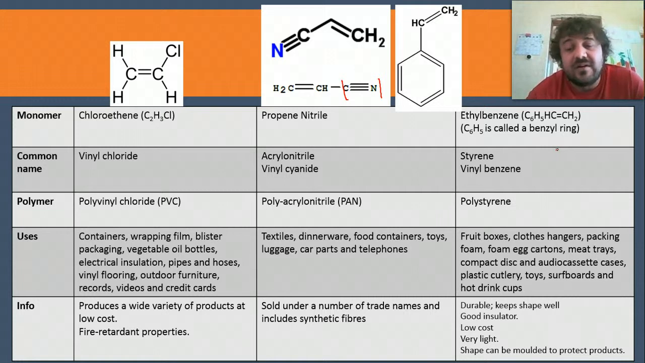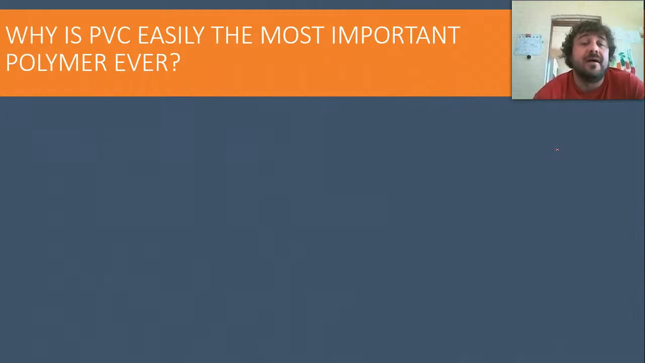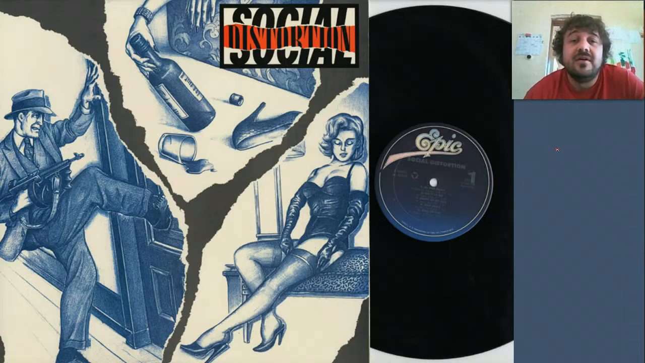It's low cost, it's very light, and it can be molded to protect products, so it's really good for packaging. However, PVC is easily the most important polymer, and the question is why? Very simple, the answer is records. No Social Distortion records without polyvinyl chloride. That's probably the place where you might have seen it a little bit more than in pipes: record collections.